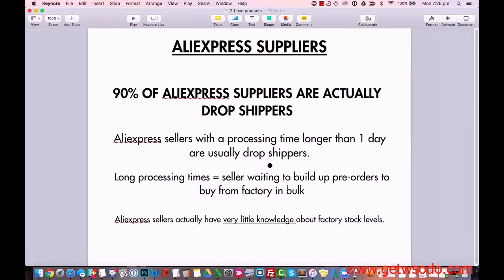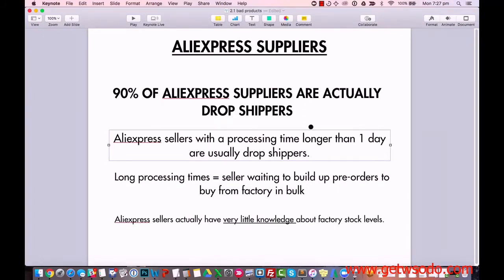So in terms of Aliexpress suppliers, I'm going to tell you something that not a lot of people seem to know, and that is 90% of Aliexpress suppliers are actually dropshippers. Right? This might be a surprise to you, but it makes sense when you look at their processing times, like why they're so long. The average Aliexpress seller will have like a 5-day processing time. Aliexpress sellers with a processing time longer than 1 day are usually dropshippers.